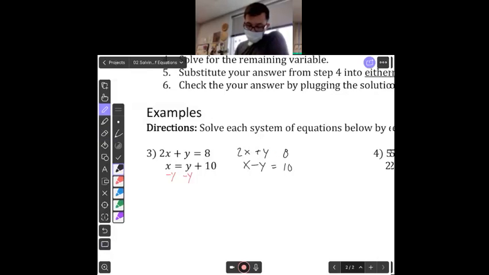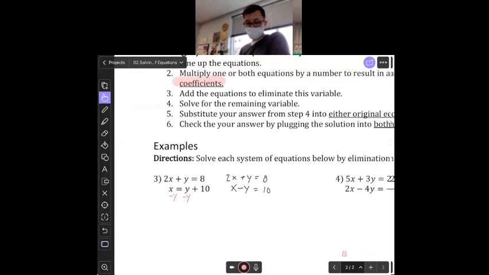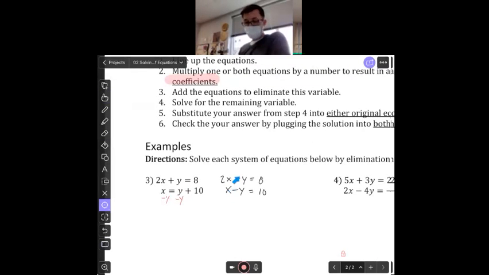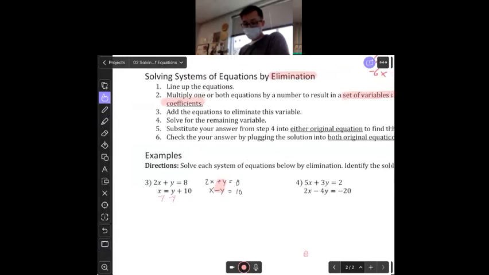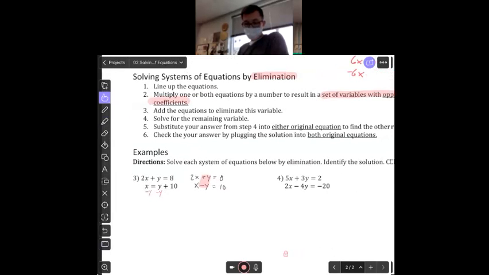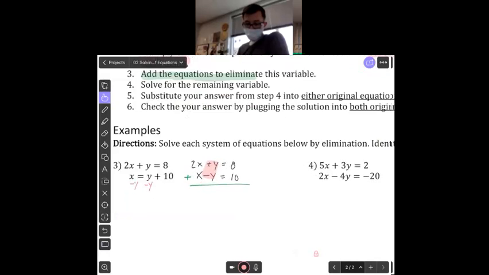And by doing that, we actually set up the problem perfectly, because what we want is opposite coefficients. And so right here, we have a positive 1 and we have a negative 1. So there's our opposite coefficients. So when we go to add those equations together, okay, that variable will eliminate. So just add straight down.